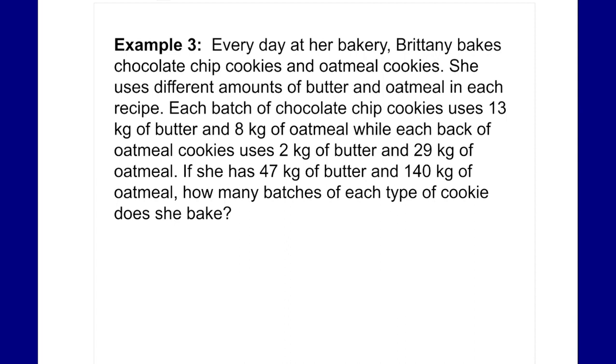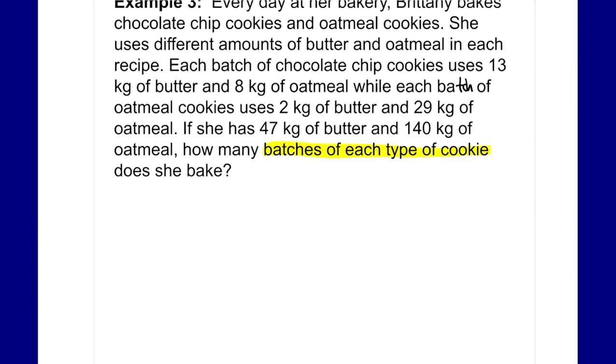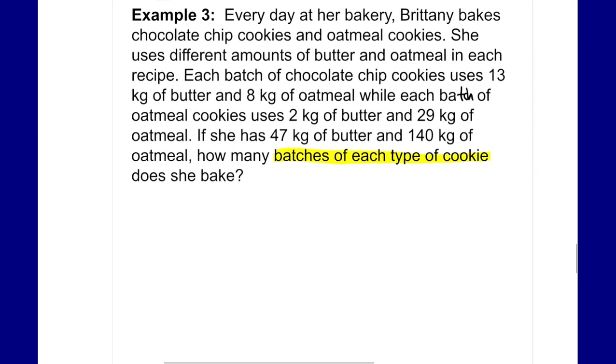While each batch of oatmeal uses 2 kilograms of butter and 28 kilograms of oatmeal. If she has 47 kilograms of butter and 140 kilograms of oatmeal, how many batches of each type of cookie does she bake? So what we're looking for is batches of each type of cookie. So that will help us determine what our variables are going to be, right? Because we don't have any equations here, so we have to come up with our equations.